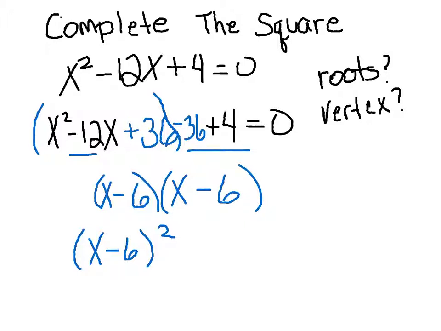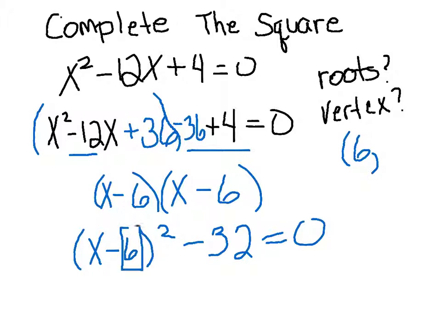Okay, I don't want to forget this, so let's just simplify that. Negative 36 plus 4 is negative 32. That still equals 0. Do you see how I have changed that now into vertex form? And I can pull my vertex straight out. So my vertex would be 6, because I need that negative sign to stay with the formula, and then negative 32. So I don't have to find my x and then plug it back in to get my y.